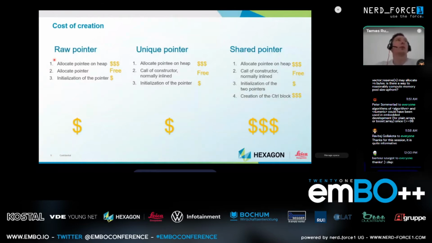So with the raw pointer, first when we allocate something on the heap, then it is quite expensive. Allocation of the pointer is quite often free because maybe it is just part of your stack frame. So it is just moving the stack pointer, which is anyway done. And that's why I consider it just a free operation. And then you have to put the address of the allocated object into the pointer, and this is also a quite cheap operation. So that's why I just gave here one dollar sign.